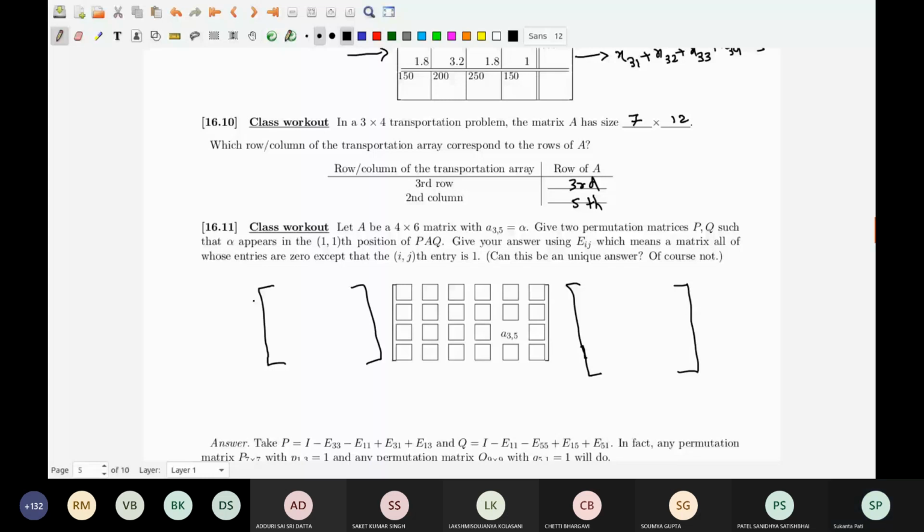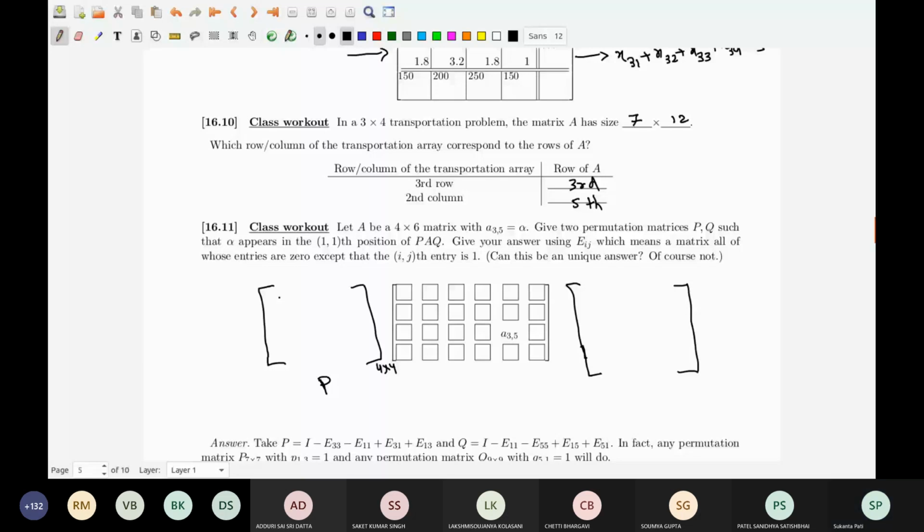If P is the permutation matrix that I want to multiply with A, what will be the size of P? The size of P will be 4x4. Permutation matrices are square matrices. And since I am going to multiply this with this, it will be 4x4. So what permutation matrix am I going to take?